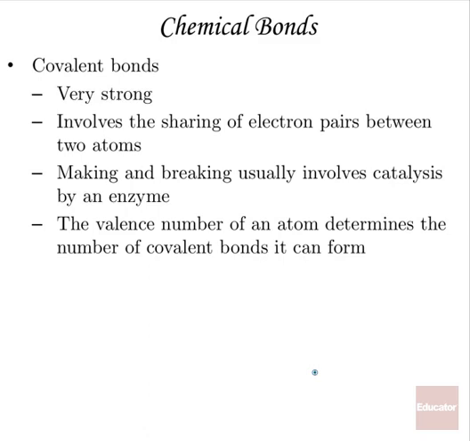So, let's start off with covalent bonds. They are very strong. They involve the sharing of an electron pair between 2 atoms. And making and breaking covalent bonds usually requires the presence of an enzyme to catalyze that reaction. Okay? And the valence number of an atom determines the number of covalent bonds it can form. So what does that mean? First of all, what is the valence number?